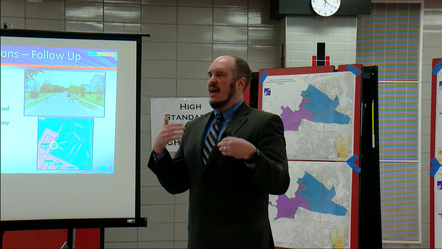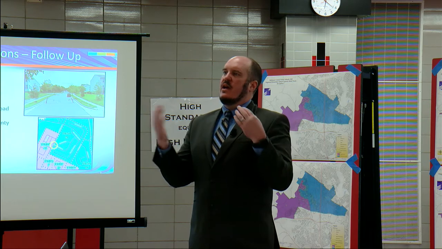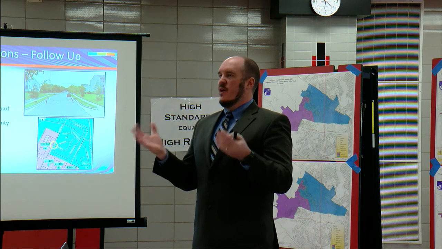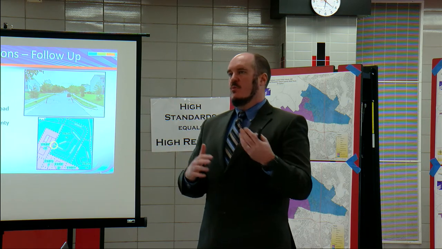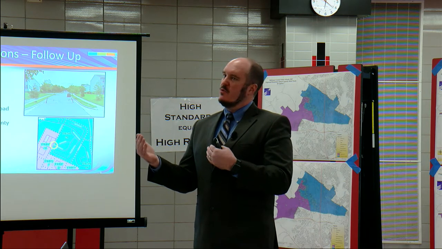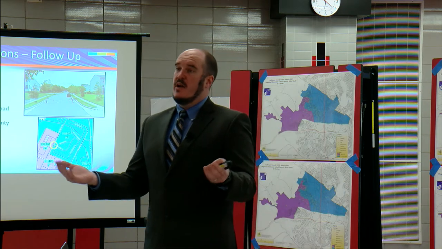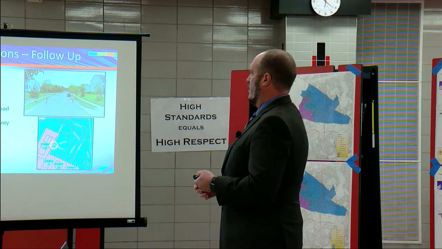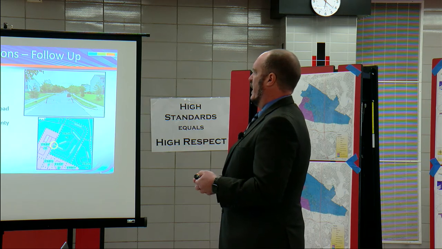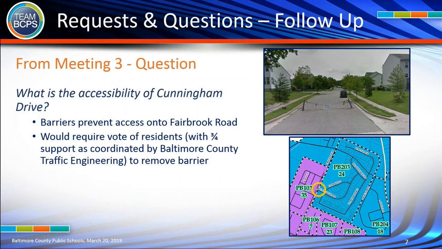So they'd have to go house to house and have a vote for the residents in this area to see if they want to remove that barrier. And 75% of those residents who respond would have to say yes to remove it, and then the county would go in and remove that barrier. So that's the answer for this area.